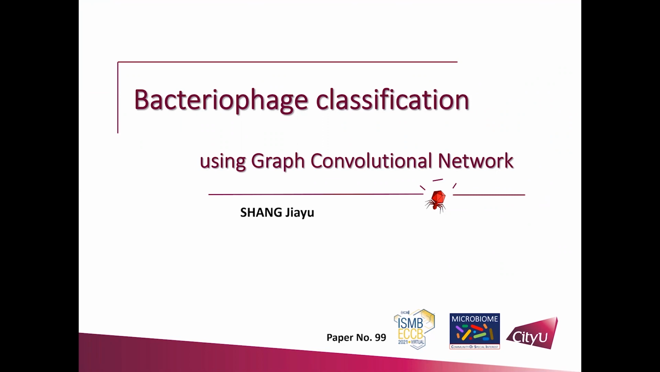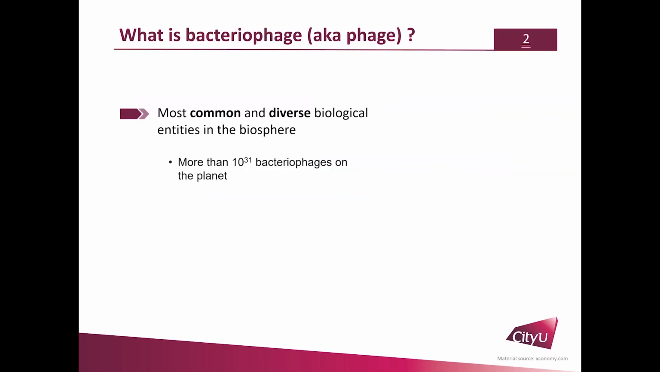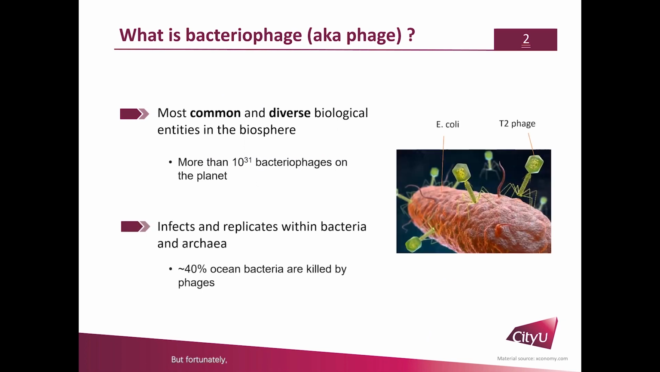Today I will give you a presentation about our recent research, bacteriophage classification using Graph Convolutional Network. First, let me introduce what is bacteriophage. Bacteriophages, or phages for short, are the most common and diverse entity in the biosphere. They are the most dangerous killers in the world and kill trillions a day. But fortunately, rather than infect humans, they mainly infect bacteria and archaea.